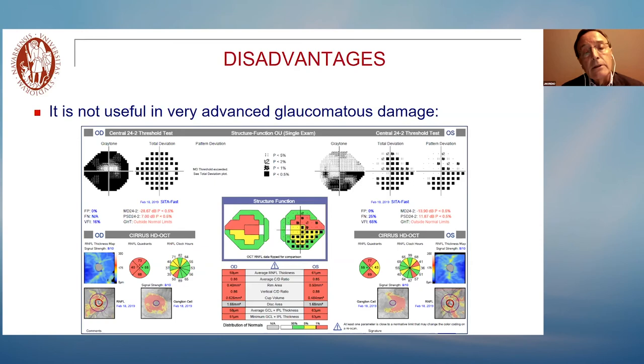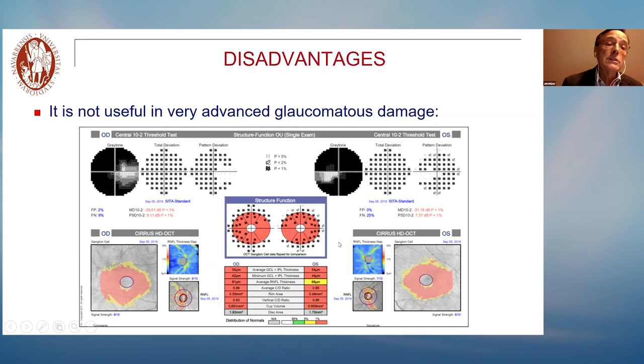This is one of the cases of very advanced glaucoma damage. It's impossible to bring together the structure, the visual field and the OCT, because there is a lot of damage in this case in the visual field. But if you perform the central 10-2 in this patient with very advanced glaucoma damage, you can see a good agreement, but this agreement is not particularly useful for the diagnosis or for making a clinical decision.